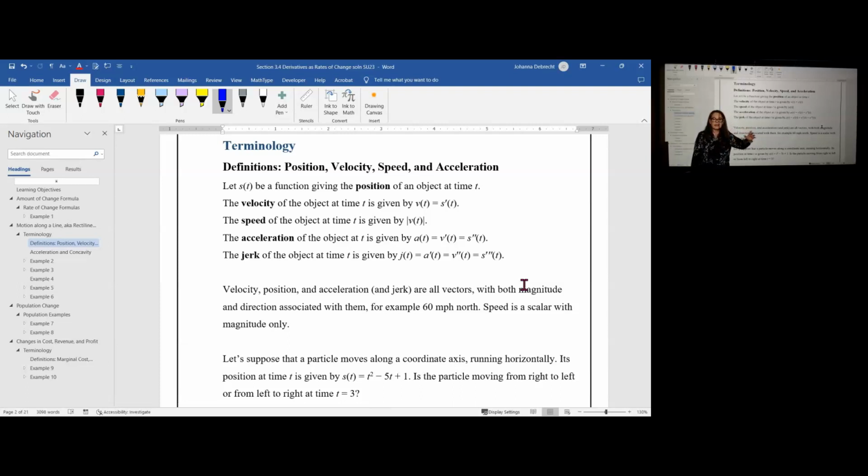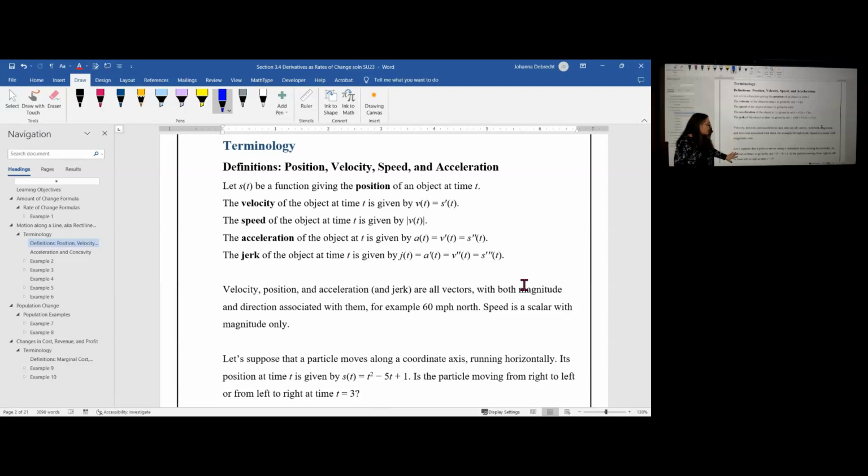I'm traveling 70 miles per hour west. 70 miles per hour is my speed, but west is my direction. The two together give you the vector velocity. Acceleration would be s double prime or v prime for velocity.